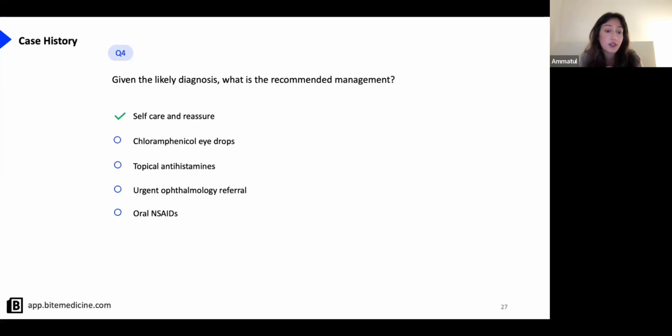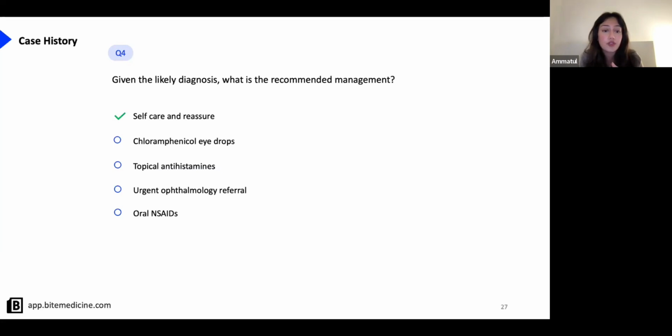Chloramphenicol eye drops would be incorrect because it's used in bacterial conjunctivitis. Because the discharge is watery, it's more likely to be viral. So we're not suspecting any bacterial cause, so antibiotics would not be appropriate in this case. Topical antihistamines, this is considered for allergic conjunctivitis, but again, given the infective nature of the spread, the diagnosis is more likely to be viral.